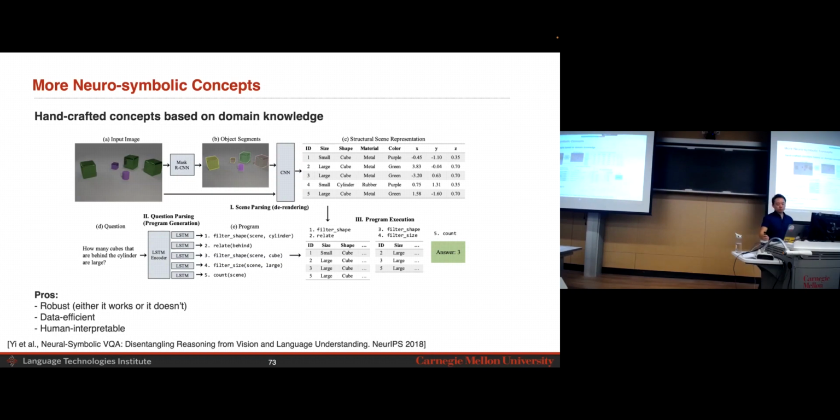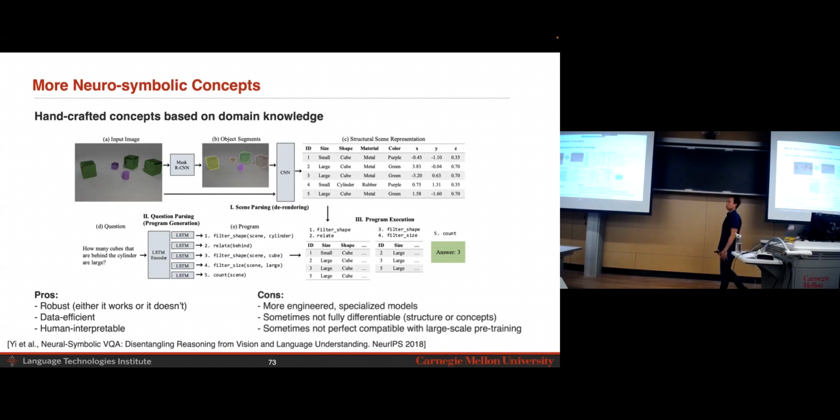But you can also start seeing its big cons, right? This is very engineered. It's very specialized. If I take this and introduce a new shape like a star, I'm going to redo a lot of things. If I'm going to apply this to a real world scene instead of this synthetic scene, you're going to redo many things. And sometimes it's not fully differentiable.